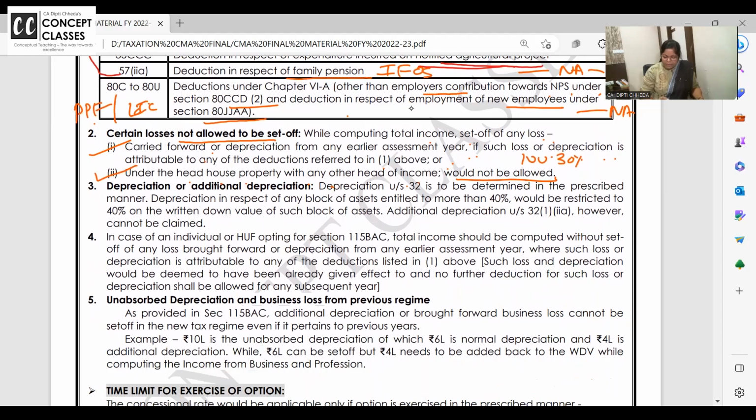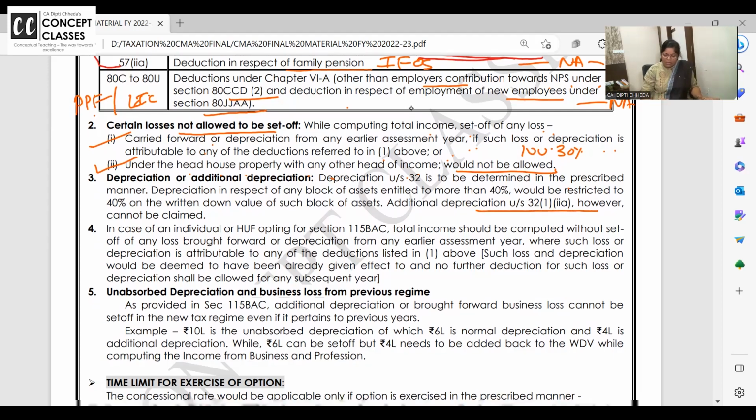Depreciation or additional depreciation. Depreciation is allowed. Deduction in respect of block of asset is allowed up to 40%. Now, we all know the highest rate of depreciation is only 40%. Okay? Additional depreciation is not allowed.